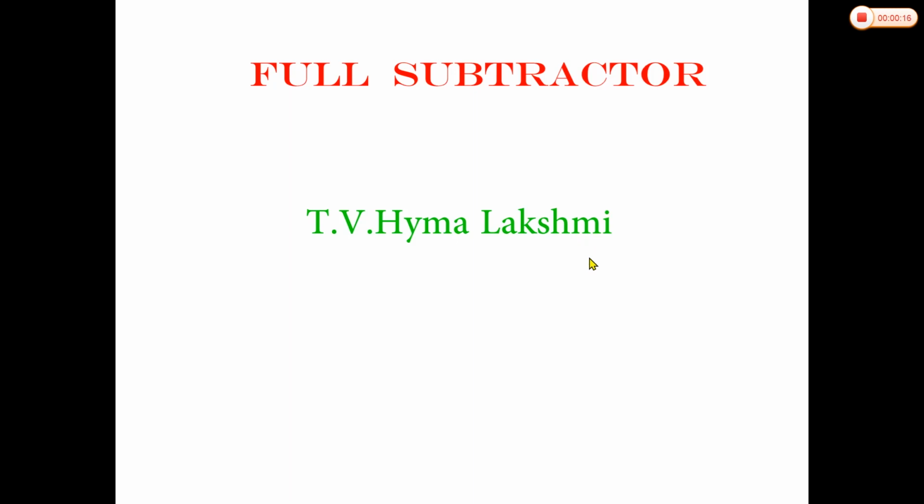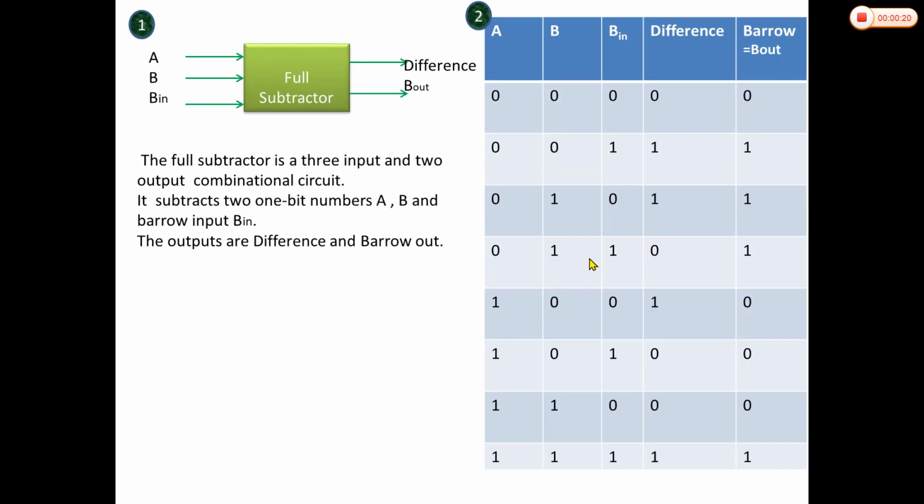I am TV Lakshmi. Now I would like to discuss the full subtractor. The full subtractor is a 3 input and 2 output combinational logic circuit. It subtracts two 1-bit numbers A, B and borrow input B in, and the outputs are difference and borrow out.